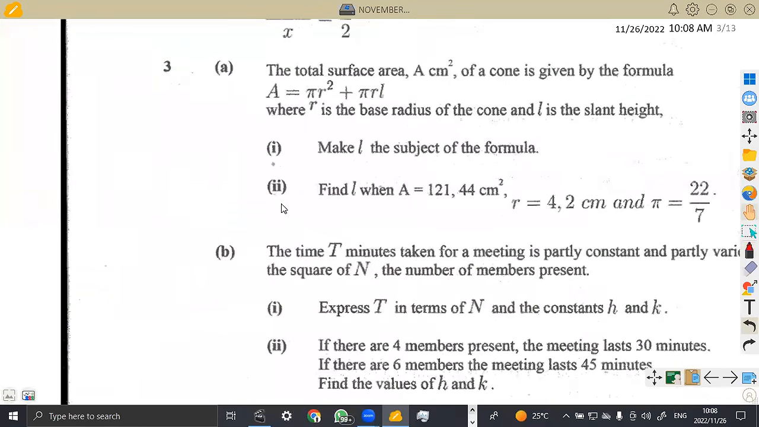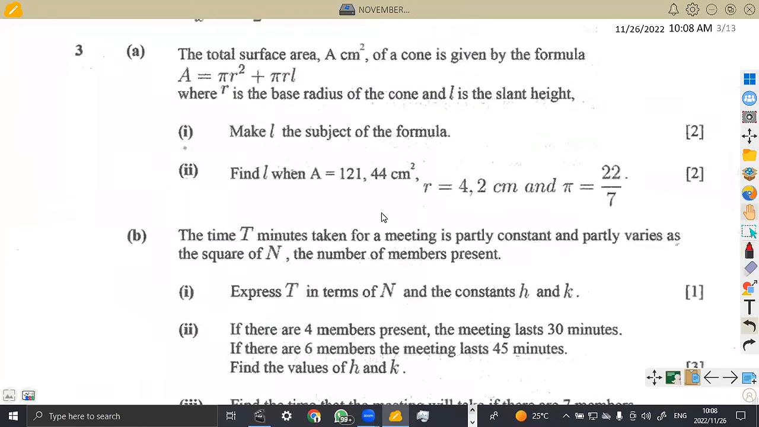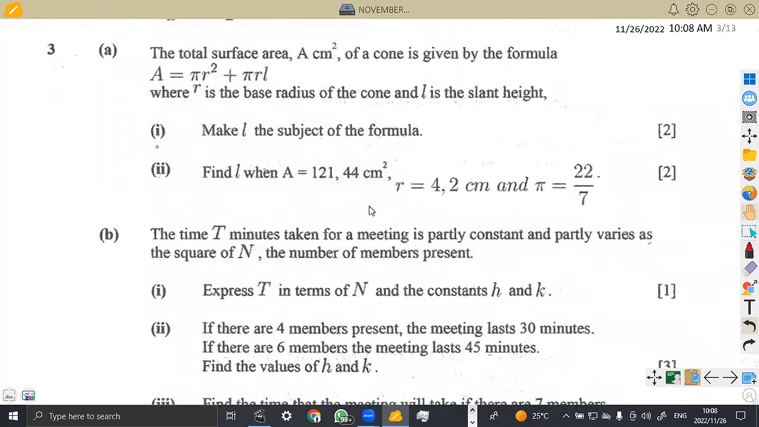Okay, in the 3a part we are given the total surface area A square centimeters of a cone, given by the formula A is equal to pi r squared plus pi r l. Make L the subject. That is the first part of the question, to make L the subject of the formula, and that's 2 marks for that.